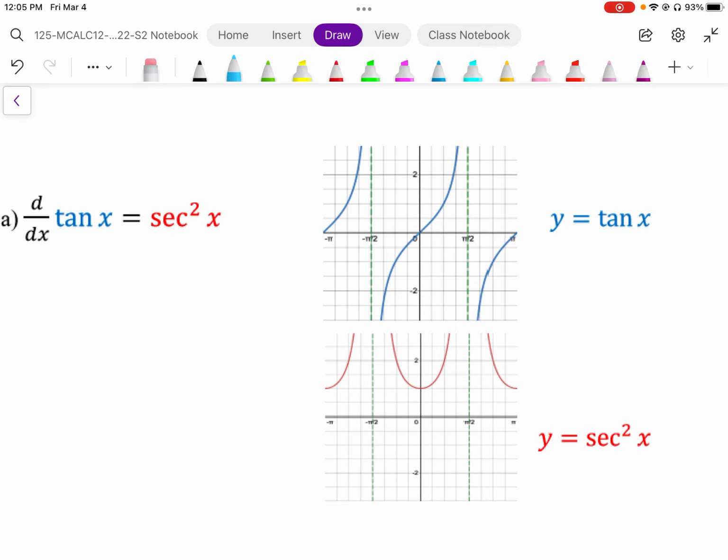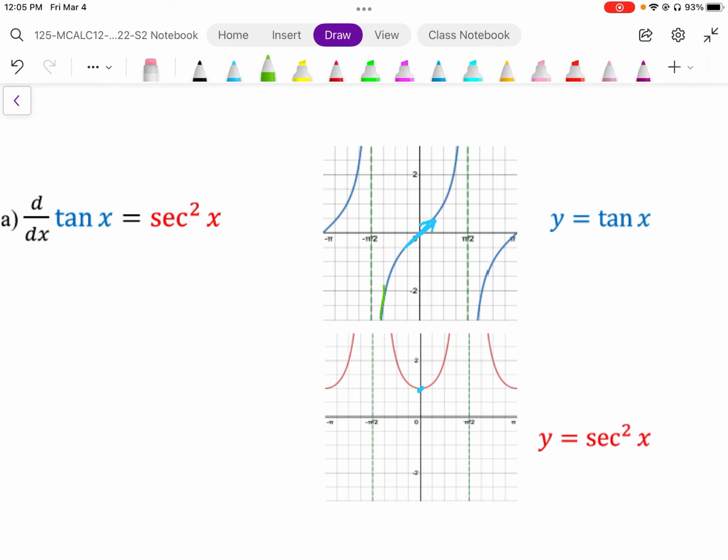So if I take a look at the origin here, I have a positive slope. Okay, in fact, that is a positive 1 slope. And notice that the y-coordinate is positive 1. We have positive slopes throughout the tan. The secant squared is positive throughout. At no point does this ever go horizontal or negative. In fact, the lowest slope that we have is going to be this positive 1.